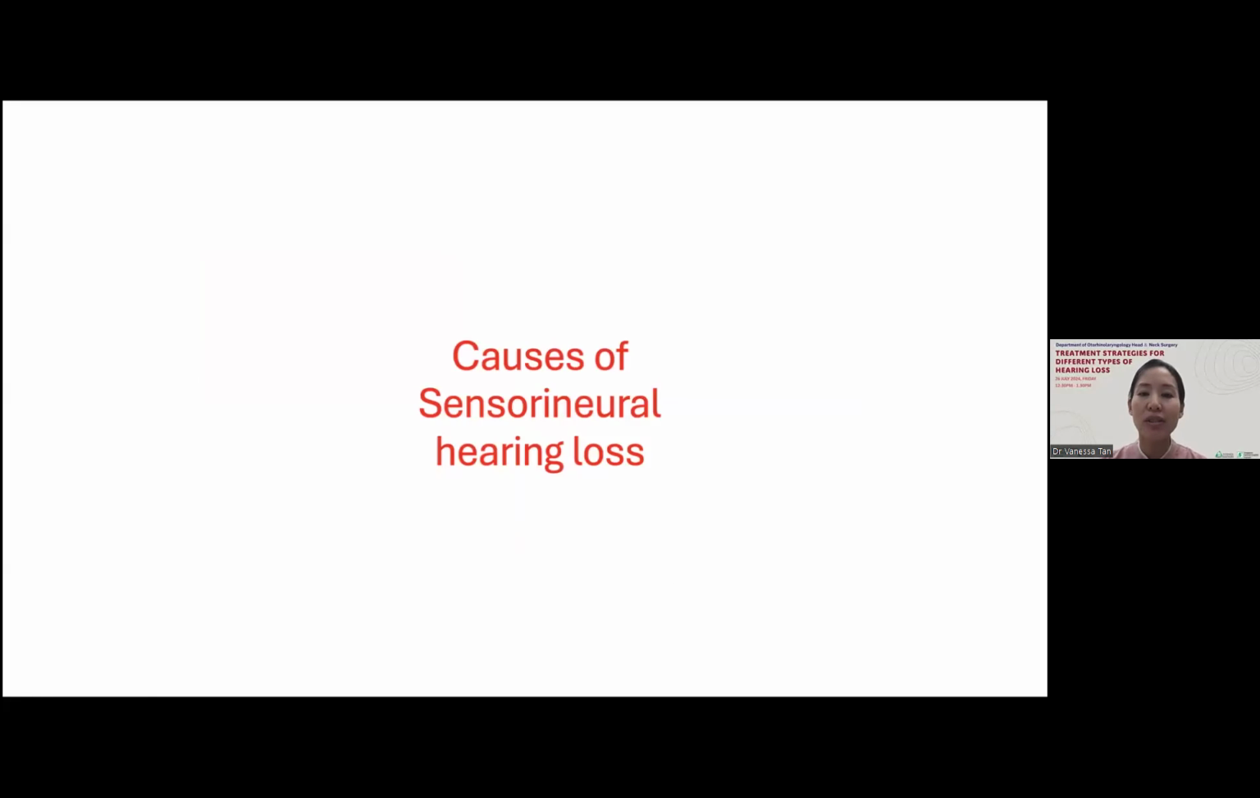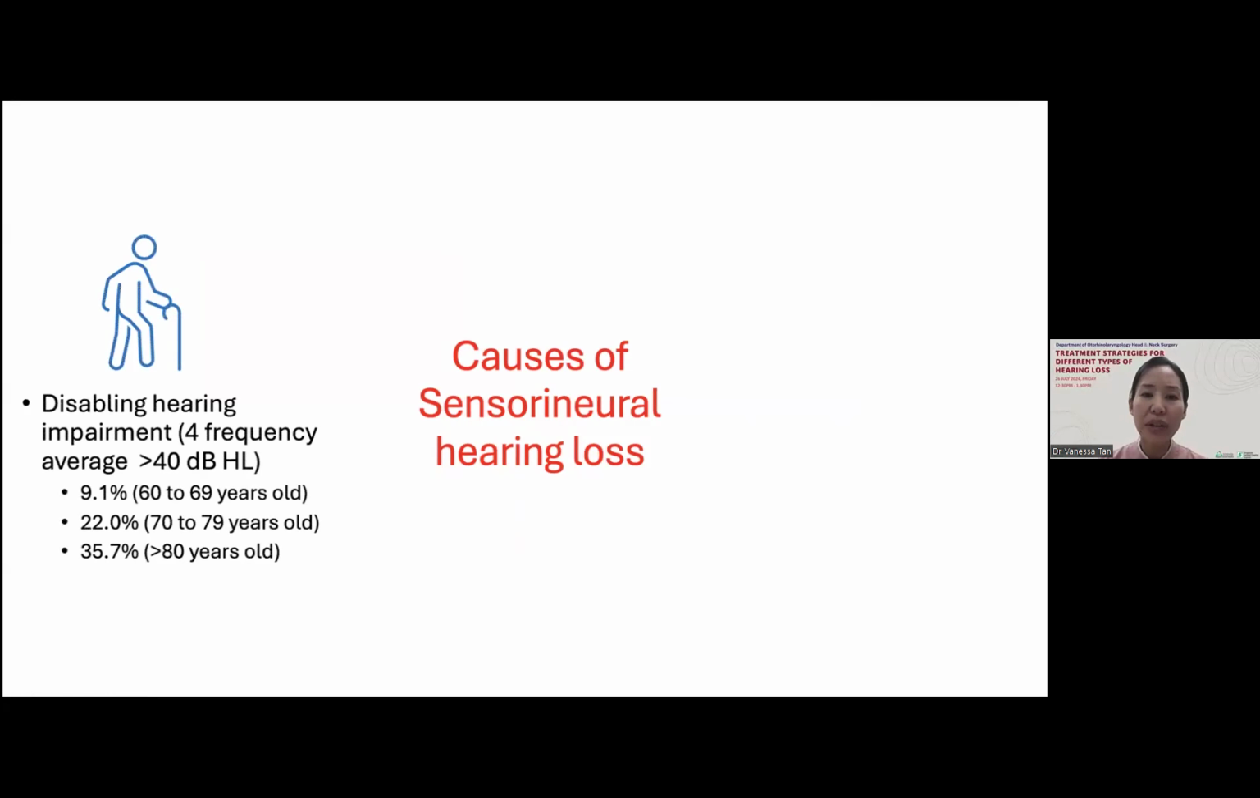Next, I will talk about the causes of sensory neural hearing loss. So sensory neural hearing loss is a problem with the hearing nerve. The most common cause of sensory neural hearing loss is age. So with regards to hearing impairment, the risk increases with age. And we know up to about 10% of patients aged 60 to 69 years old have hearing loss that is disabling. And about 22% of patients in the following age group have hearing loss. And if you are more than 80 years old, 1/3 of patients have disabling hearing loss. So age-related hearing loss is the most common.